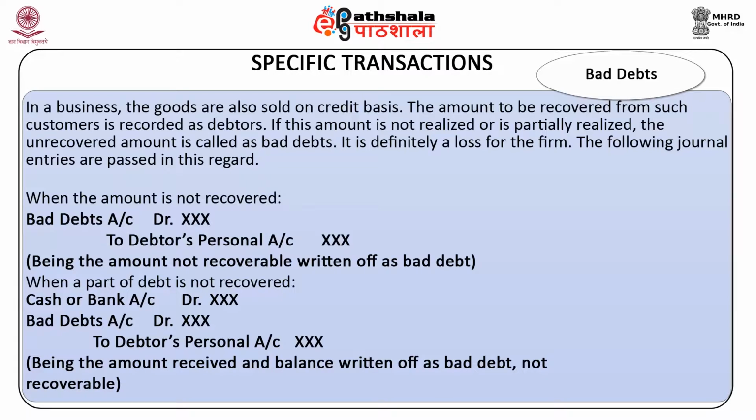When a part of debt is not recovered, cash or bank account is debited, bad debt accounts debited to the credit of debtor's personal account, being the amount received, and balance written off as bad debt not recoverable.